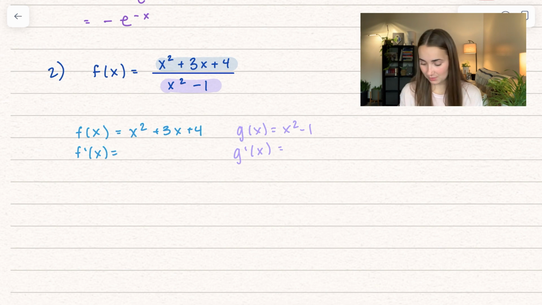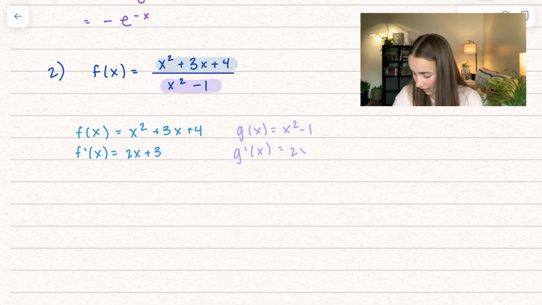Okay, let's go ahead and work out these derivatives. So the derivative of f of x is equal to 2x plus 3. And then our derivative of g of x is going to be 2x minus 0, but I'm not going to write that out. So let's go ahead and find the actual derivative.